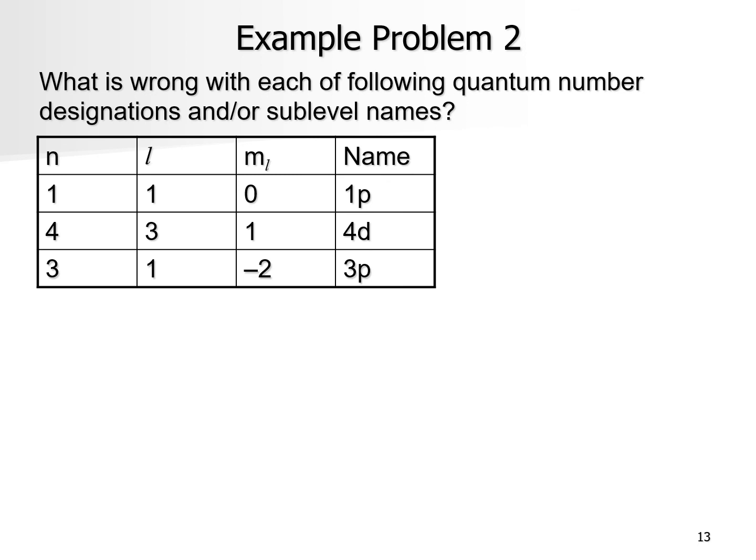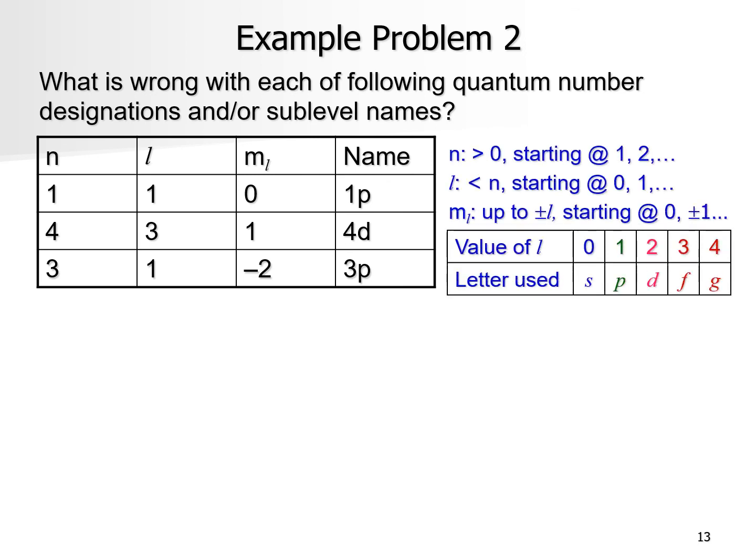The first type of example regarding the quantum numbers is as such. The question wants us to figure out what is wrong for each row of quantum numbers and the name. Before we can answer that, I always want you guys to remember the rules in picking quantum numbers and the letters that are used to describe the various values of the angular momentum quantum number.